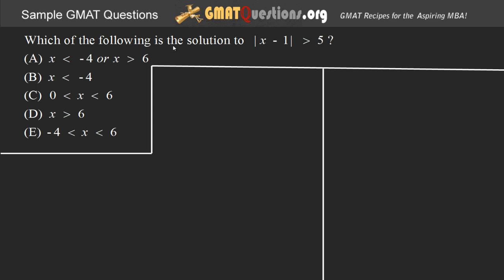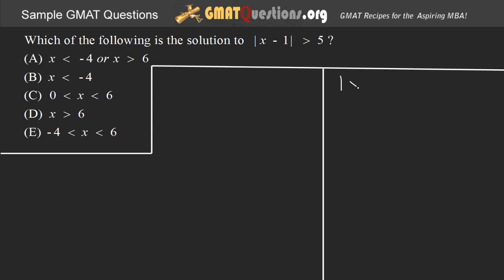Which of the following is a solution to the absolute value of x minus 1 greater than 5? Notice that we have now greater than, not less than. In the previous video, we were dealing with less than. So we're going to have to make an adjustment here.